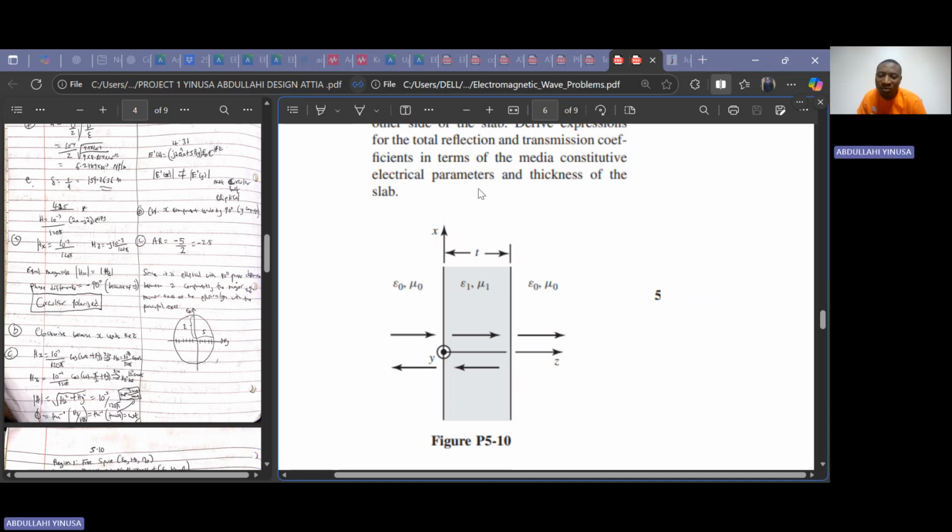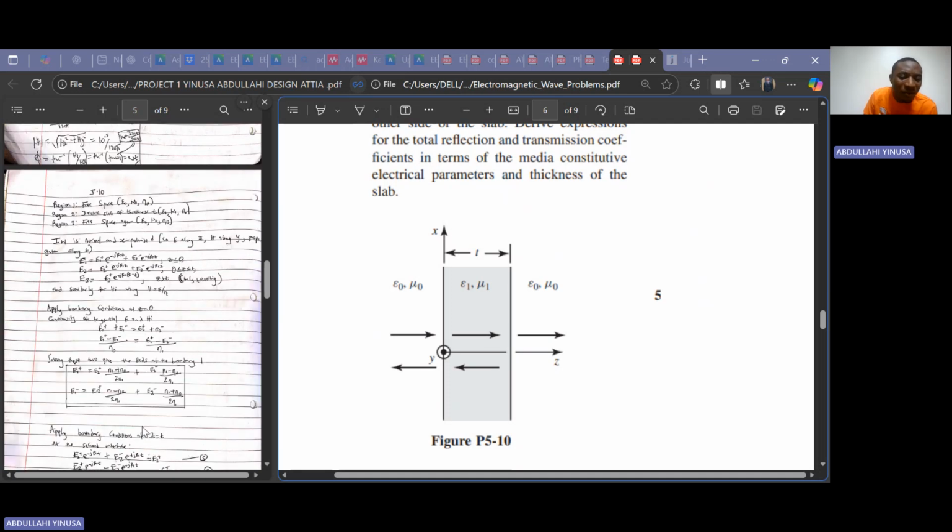And then don't forget to leave your answer in terms of the media constitutive parameters. What are the media constitutive parameters? That's mu, epsilon, and rho. Mu, epsilon, and then the thickness, which is T. So that is done. I'm going to show you the derivation from here without wasting much of our time.